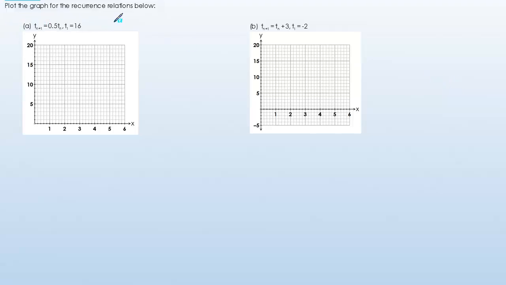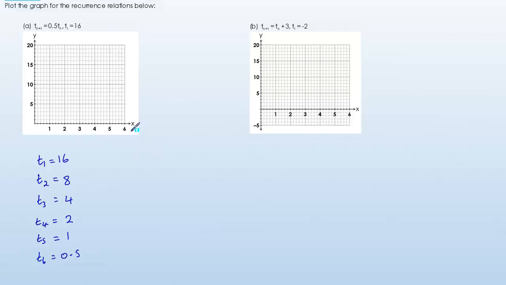We want to plot the graph for the recurrence relations below. So the first one is Tn+1 = 0.5 Tn with T1 equal to 16. So we know that T1 is 16. T2 will be 0.5 times 16, so that's going to be 8. T3 is going to be half of that again, which is 4. T4 will be 2. T5 will then be 1. And T6 will be 0.5.